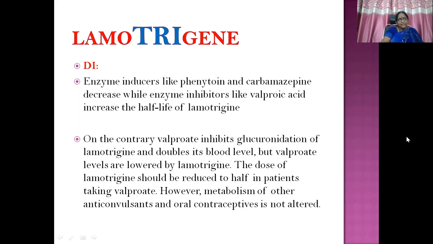In drug interactions, enzyme inducers like phenytoin and carbamazepine decrease, while enzyme inhibitors like valproic acid increase the half-life of lamotrigine. On the contrary, valproate inhibits glucuronidation of lamotrigine and doubles its blood plasma concentration. But valproate levels are lowered by lamotrigine, whereas valproate increases the half-life and the concentration and therapeutic effect of lamotrigine.